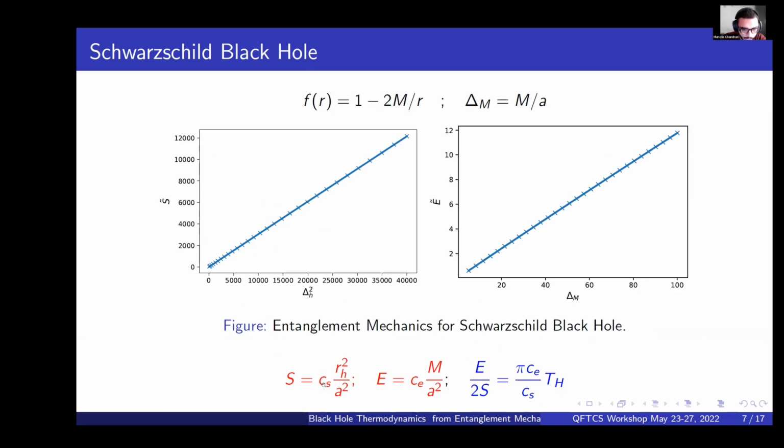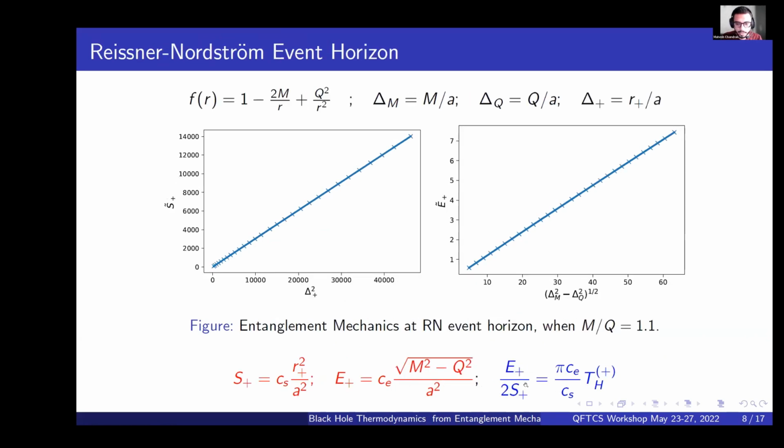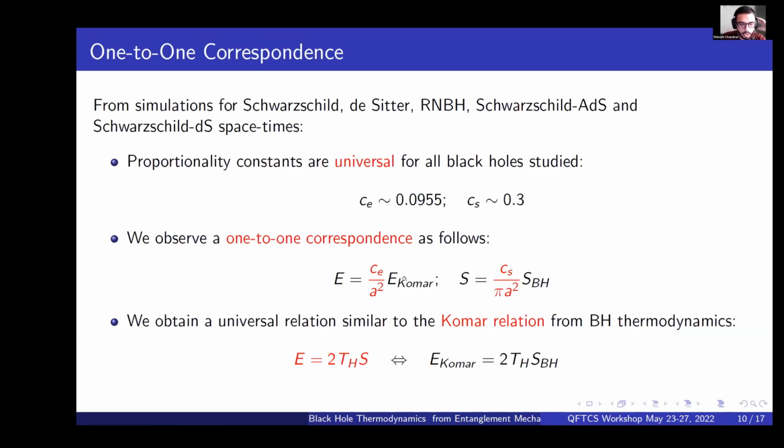So the proportionality constant that we obtain is actually C_S and C_E, but a square is something that, if you're looking individually at entanglement entropy and entanglement energy, is still there. But if you look at the ratio, the a square just cancels out. So while in this connection this a square factors in, the relation between E and S will not have a dependence on a square. And therefore you can derive the Komar relation regardless of the lattice regularization that you choose.